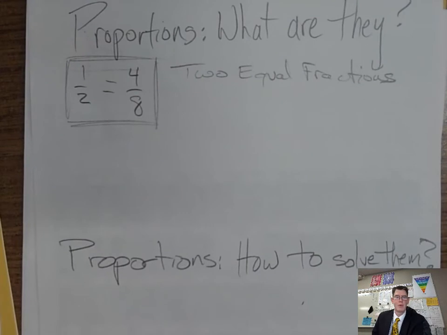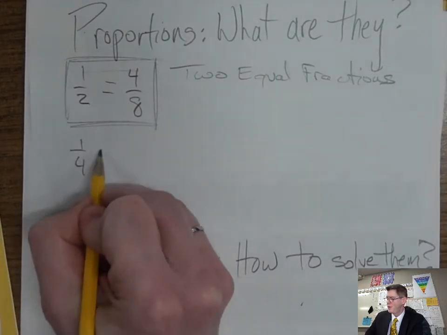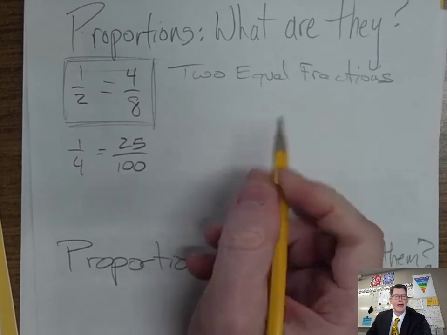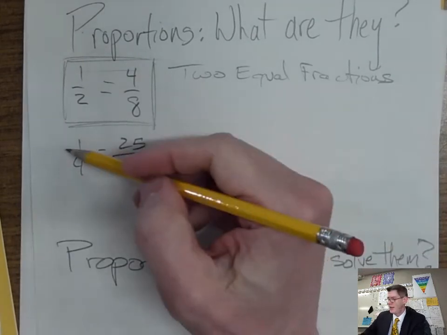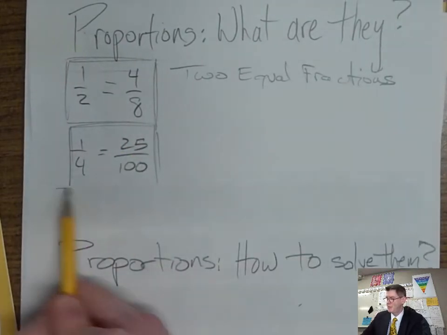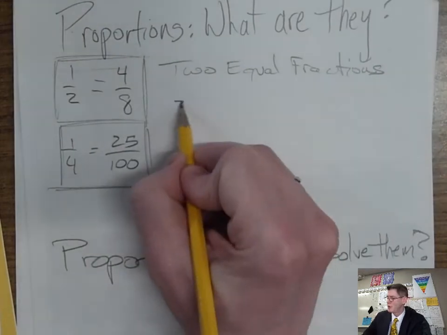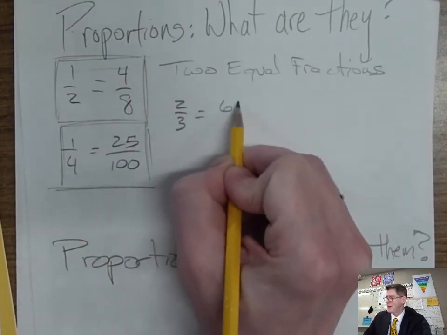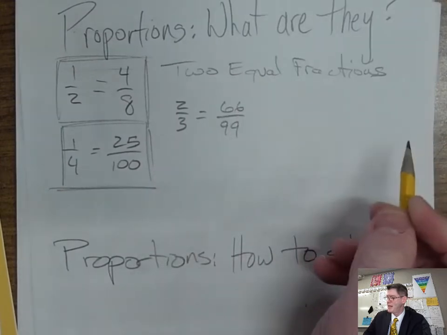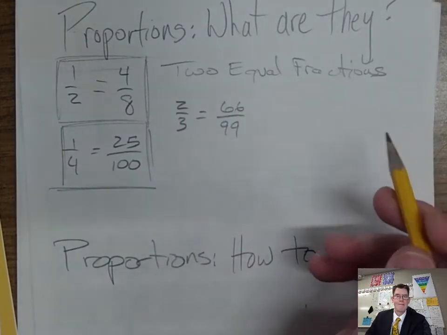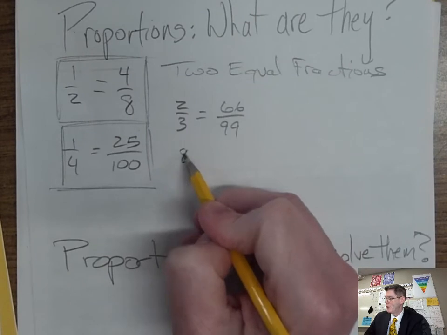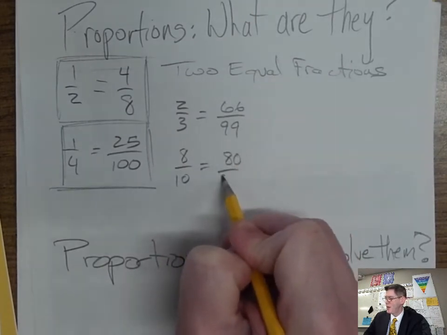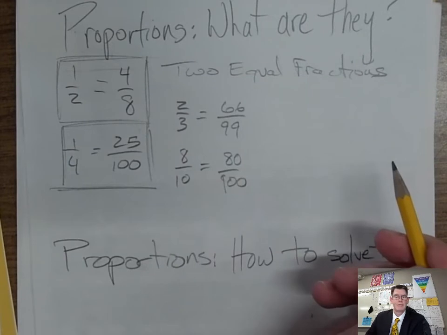1/2 and 4/8. 1/4 and let's say 25 hundredths. And once you get good at math, if you're able to memorize some of these proportions, you'll be doing really good. 2/3, if you can understand that that's the same thing as 66 over 99, you're doing great. Or if 8/10, if you know that that's the same thing as 80 over 100, you're doing perfect.